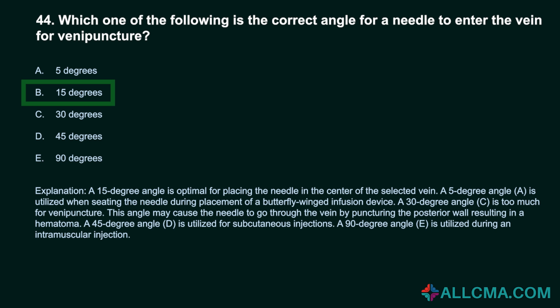A 5-degree angle, A, is utilized when seating the needle during placement of a butterfly-winged infusion device. A 30-degree angle, C, is too much for venipuncture. This angle may cause the needle to go through the vein by puncturing the posterior wall, resulting in a hematoma. A 45-degree angle, D, is utilized for subcutaneous injections. A 90-degree angle, E, is utilized during an intramuscular injection.